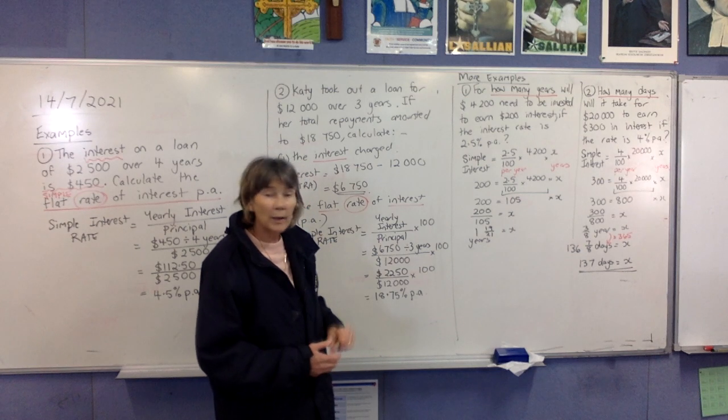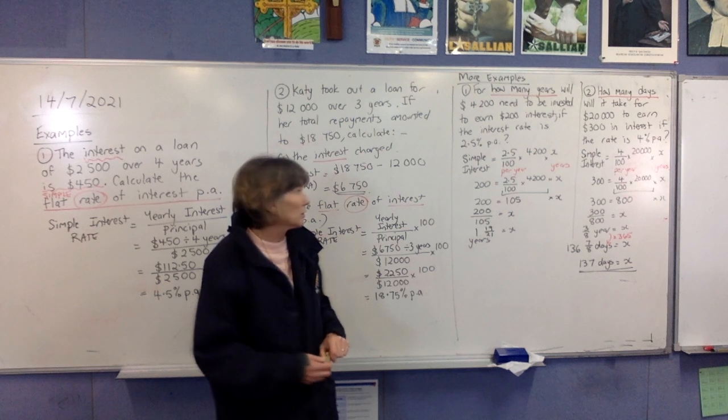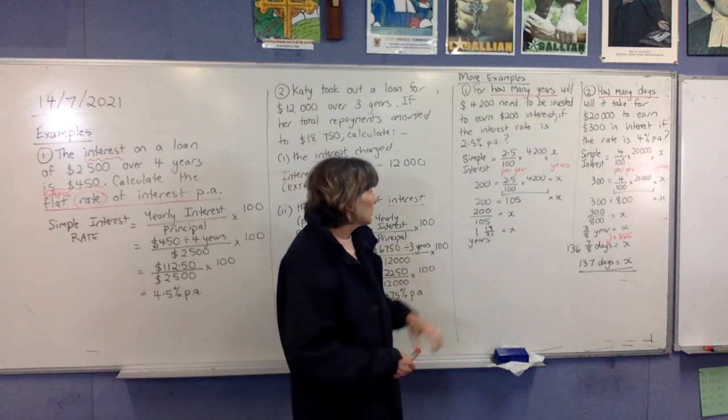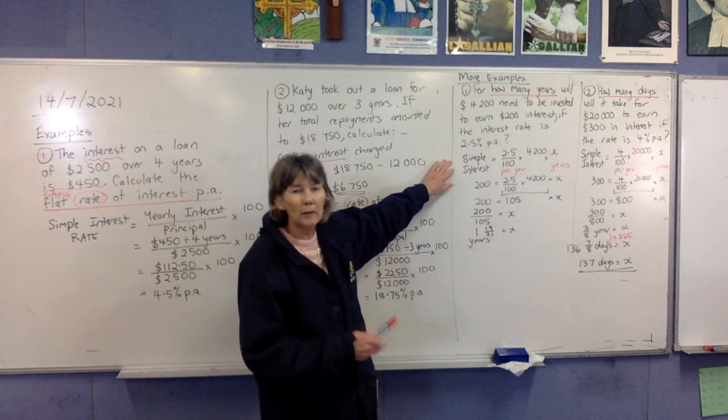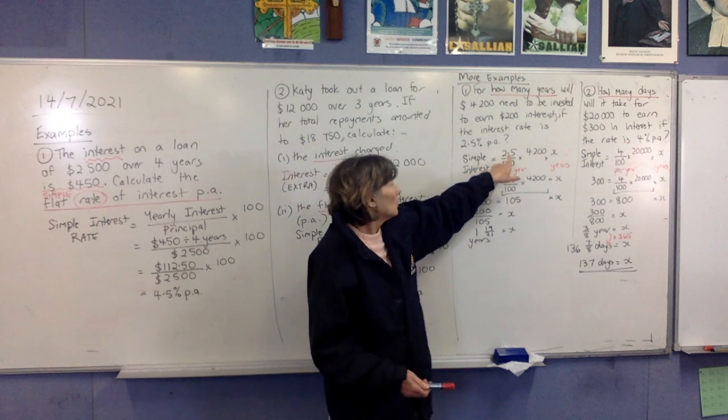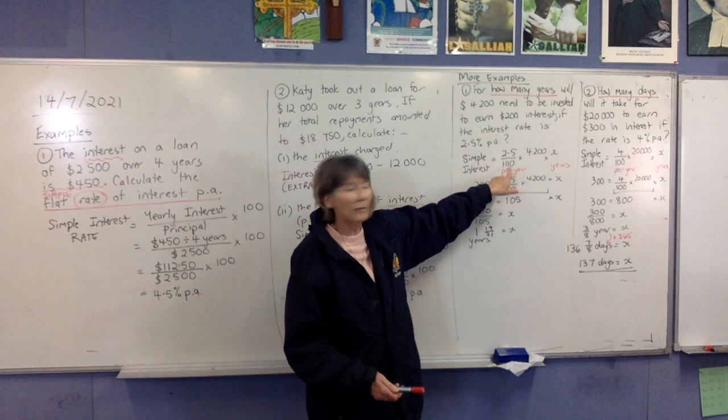So they're not asking you to calculate the interest. They've told you what the interest is going to be. It's $200. So we're still going to use the simple interest calculation that we do, which is to find simple interest. We get the percentage, 2.5 over 100.